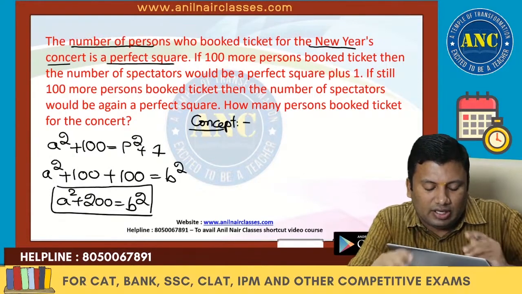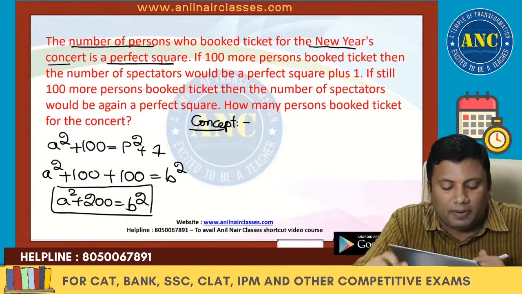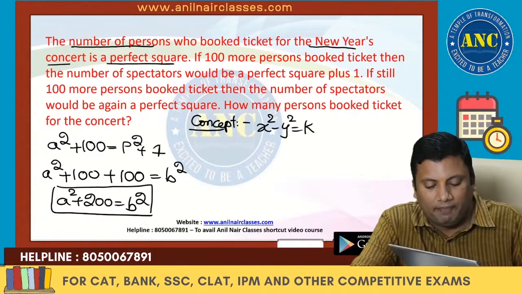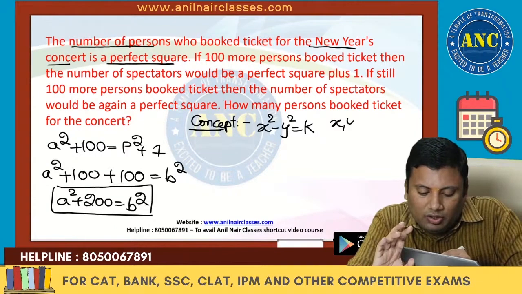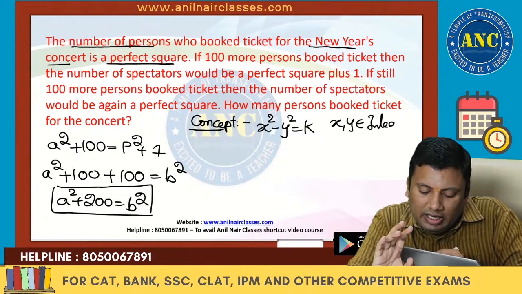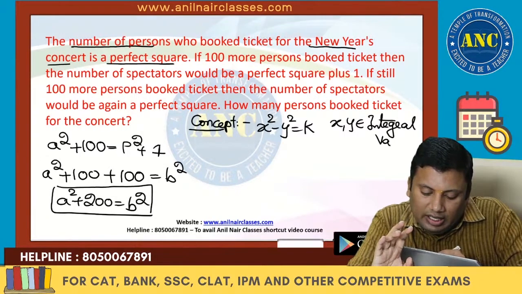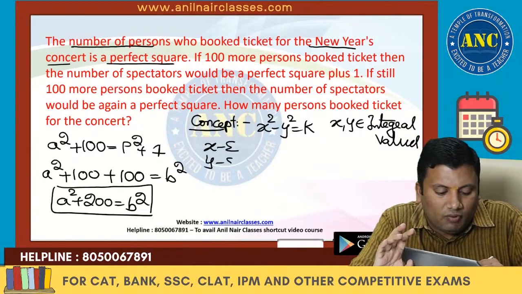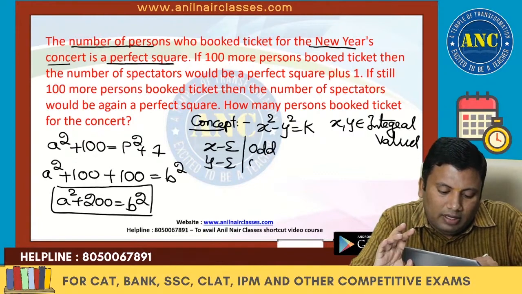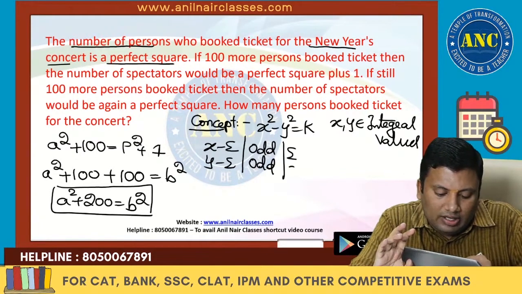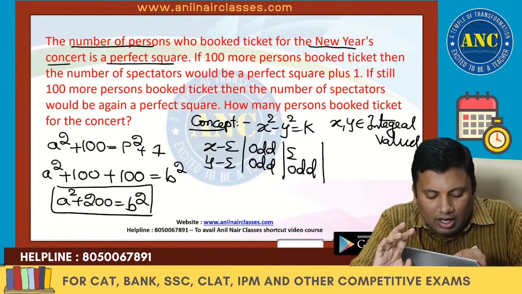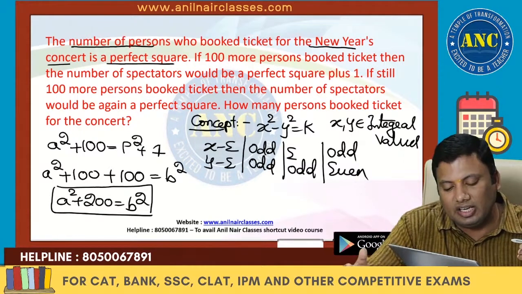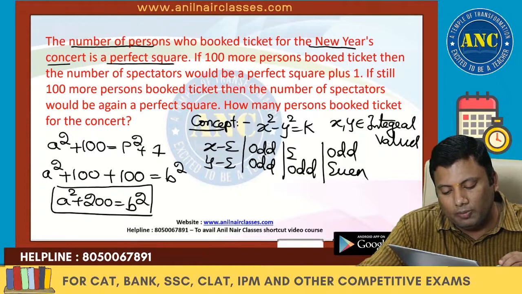Concept. A good number of questions in the previous year CAT papers came from this. x square minus y square equals k, where x and y are integral values. If x and y are integers, there are four cases: x even, y even; x odd, y odd; x even, y odd; or x odd, y even. Integers could be even or odd.